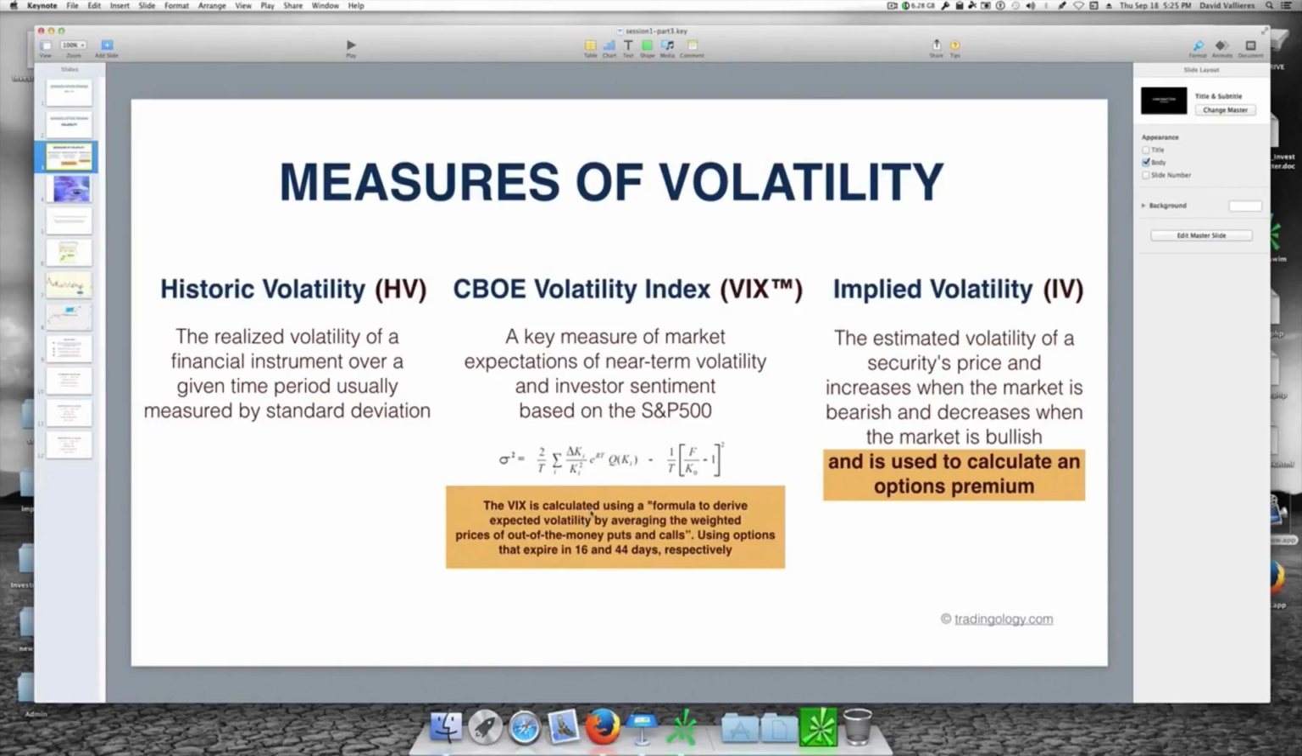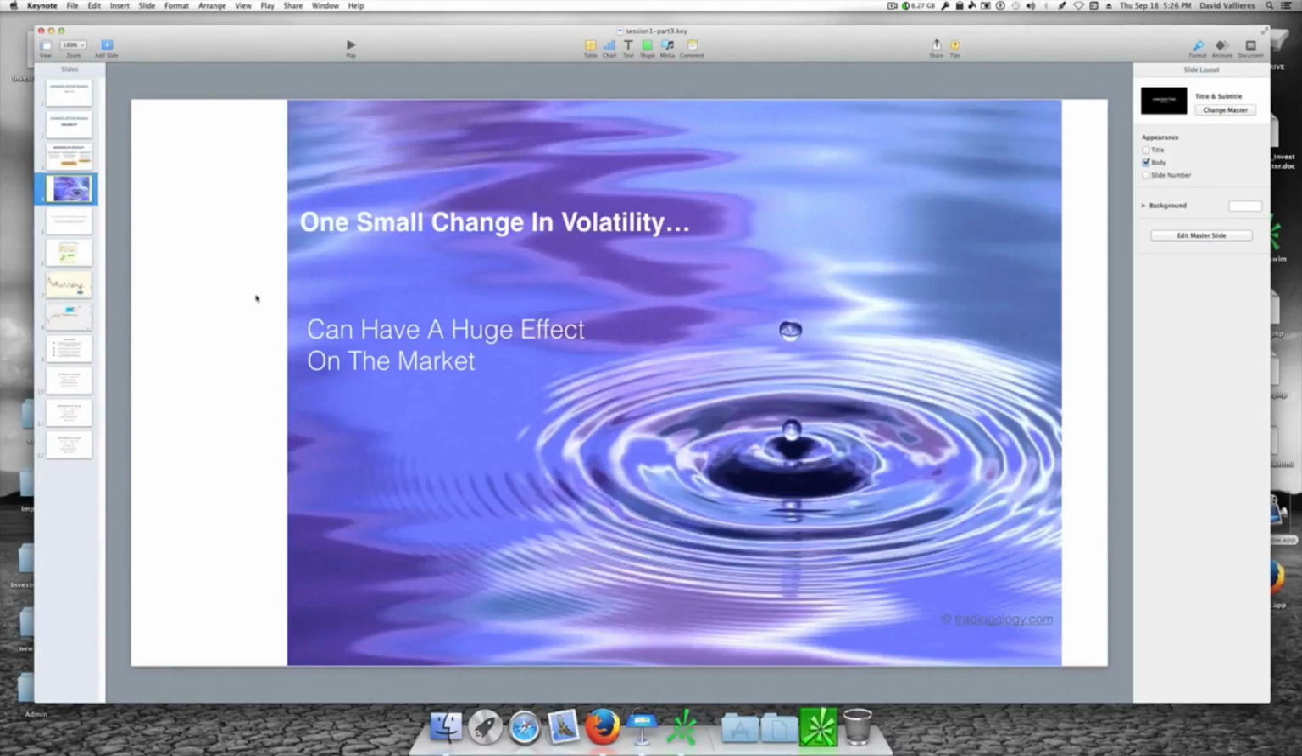And that's the power of the VIX, because it gives you an idea of what might happen based on investor sentiment, by putting their money on the line, by bidding up puts and calls on the S&P 500. Very interesting stuff. And so really, one small change in volatility can have a huge effect on the market, because let's say a very important stock misses its earnings estimates and really starts to dive. Well, it can send ripples throughout that industry.